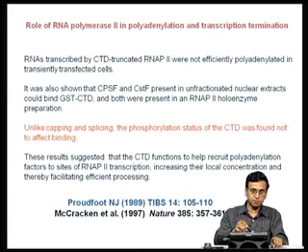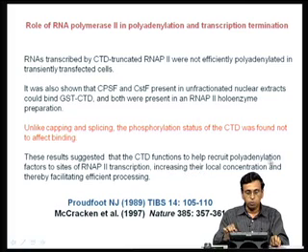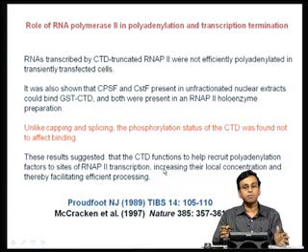So, all these results clearly indicated that the polymerase II carboxy-terminal domain plays a very important role in polyadenylation. It helps to recruit polyadenylation factors to the site of RNA polymerase II transcription, increasing their local concentration and thereby facilitating efficient processing, or efficient polyadenylation.